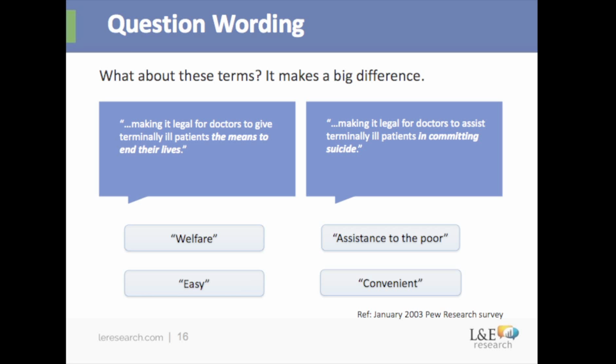Then welfare assistance to the poor. I worked on something recently where we referred to something as easy in a tracking study. We changed it to convenient, and I don't really know what the difference is. We got a big difference in terms of the response. So the question stem and the items, the wording really matters. Okay, open versus closed-ended questions, a big issue.